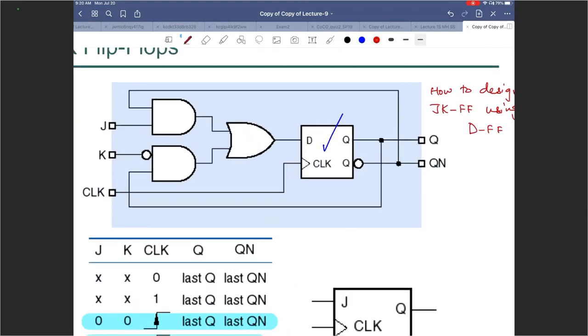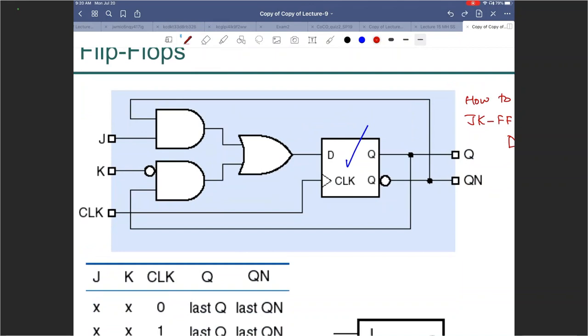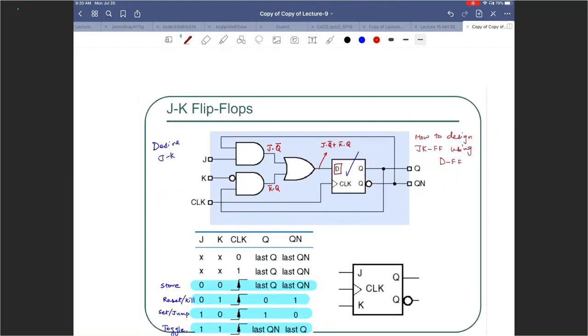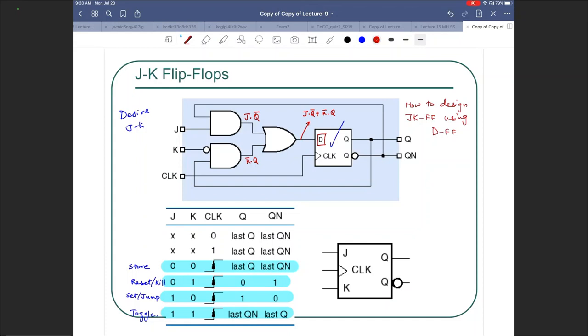Now, I'll show you how. This is J, right? The output of the top AND gate is going to be what? J and Q complement. J, your new input, ANDed with the complement of the previous output. Over here, what do you have? K complement and Q. Over here, you have J and Q complement, or K complement and Q, and that is what D equals. So when I said, how do we design this? This is how we design this. So this would be a positive edge triggered JK flip-flop designed using a positive edge triggered D flip-flop.